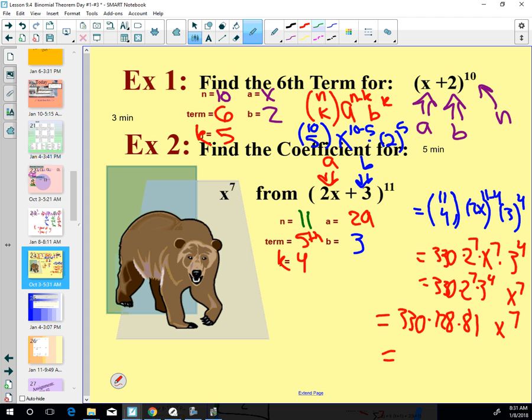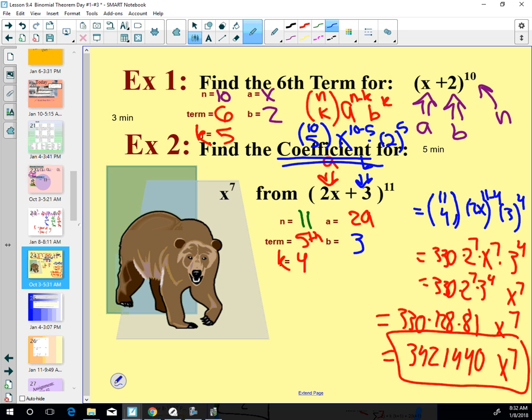What's that? 342140, is that right? Is there a 4 at the end? 440? Okay, thank you. So the question was, what is the coefficient? You just say 3,421,440. Wow, you just did that.